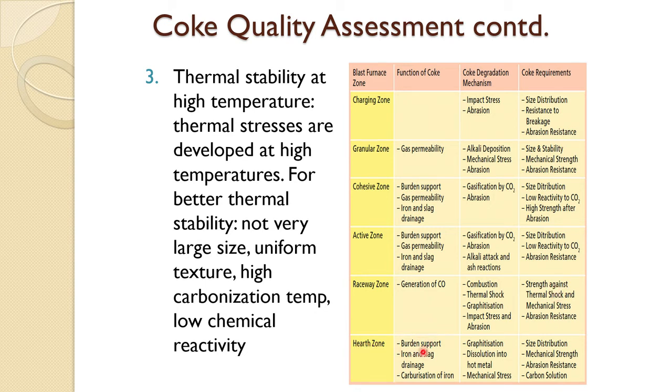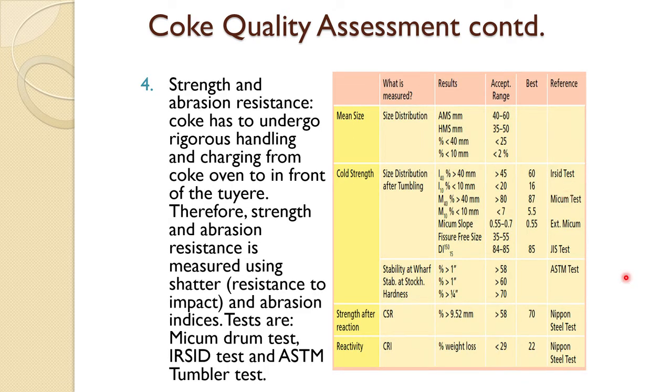In the hearth zone, of course, it gives support, iron slag drainage, carburization of iron, graphitization, dissolution into hot metal. Mechanical stress, the requirements: size distribution, mechanical strength, abrasion resistance, carbon solution. So, mostly you can see the size distribution, abrasion resistance, mechanical strength, low reactivity, these are very important for proper blast furnace coke to become a feed material.